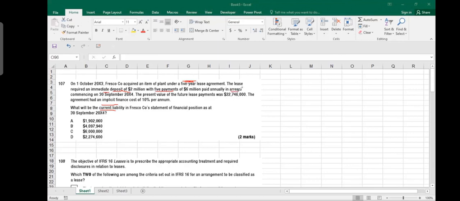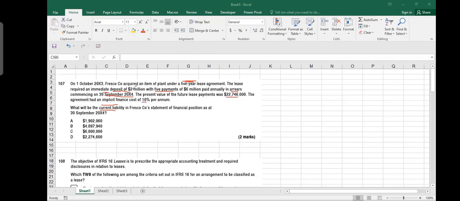You should also pay attention: are you paying in advance or in arrears? So 2 million you pay immediately, and then 6 million at the end of every year for 5 years, commencing on 30th September 2004. The first payment will be at the end of the first year. The present value of the future lease payments was 22,746. The agreement had an implicit rate of 10%.